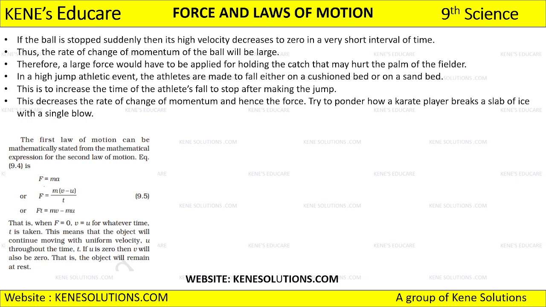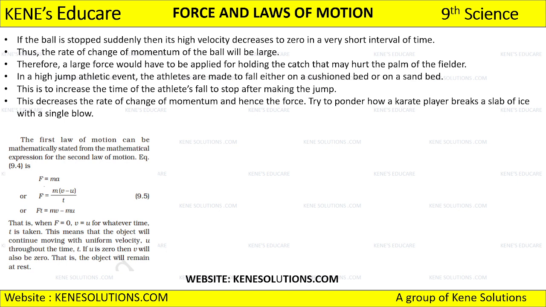Right? So in a high jump athletic event, the athletes are made to fall either on a cushioned bed or a sand bed. Why is it so? Because it increases the time of the athlete's fall to stop after making the jump, because they need to stop, right? When they jump off and need to stop there, this will decrease the rate of change of momentum and hence the force as well.